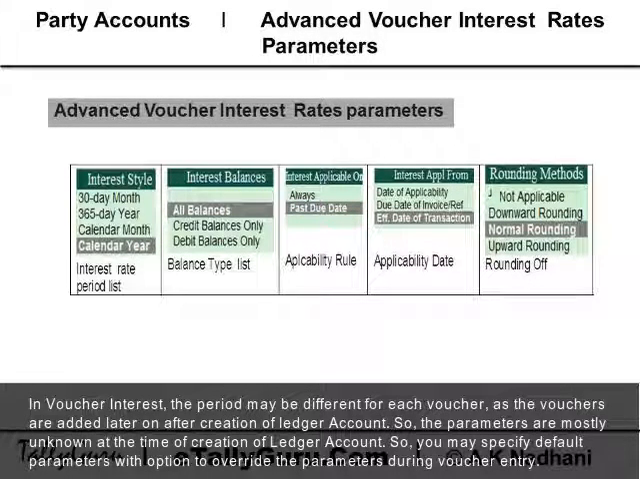Advanced voucher interest rates parameter. In voucher interest, the period may be different for each voucher, as the vouchers are added later on after creation of the ledger account. So the parameters are mostly unknown at the time of creation of the ledger account. So you may specify default parameters with the option to override the parameters during voucher entry.